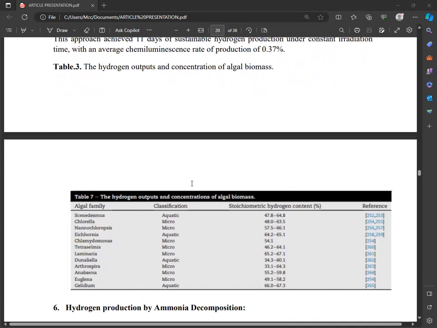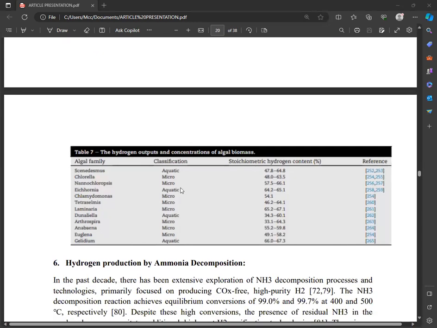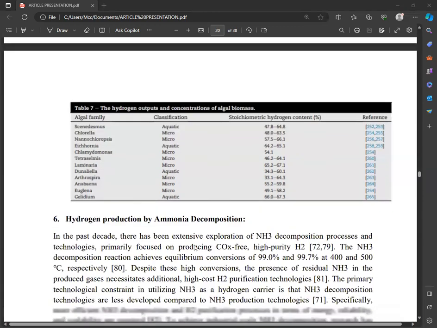This is the hydrogen output and concentration of algal biomass. For example, chlorella, an algal family which is a microorganism, produces 48 to 63% hydrogen content. The other one is Gelidium, which is also an aquatic organism. They produce 66 to 67.3% hydrogen content.